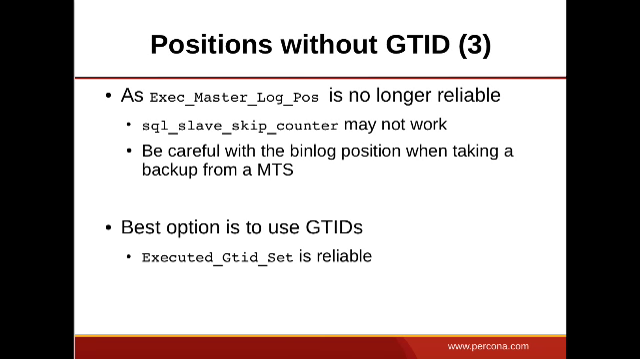So all in all, using multi-threaded replication without GTID may not be very practical. In theory, it is allowed. You can do that, but in practice, it's probably not a good idea. So the recommendation is really to use GTIDs, and GTIDs will solve all the problems with the positions simply because with GTIDs you have a new variable, which is executed GTID set, and this one is reliable because it's updated each time a transaction is executed.